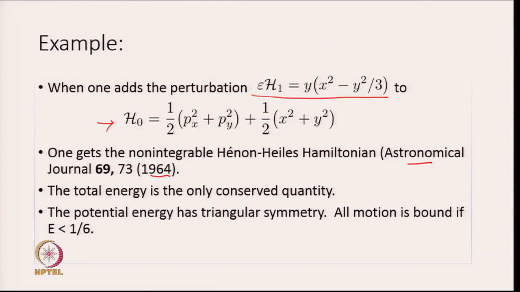This Hamiltonian system has in many ways played the same role as the Lorenz system plays in the study of dissipative systems and dissipative chaos. The Hénon-Heiles Hamiltonian plays a very similar role in Hamiltonian chaos. For this system, there is only one truly conserved quantity, and that is the total energy.